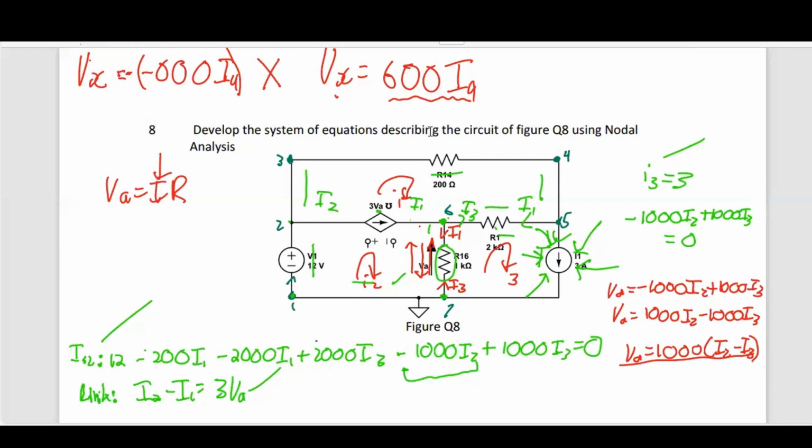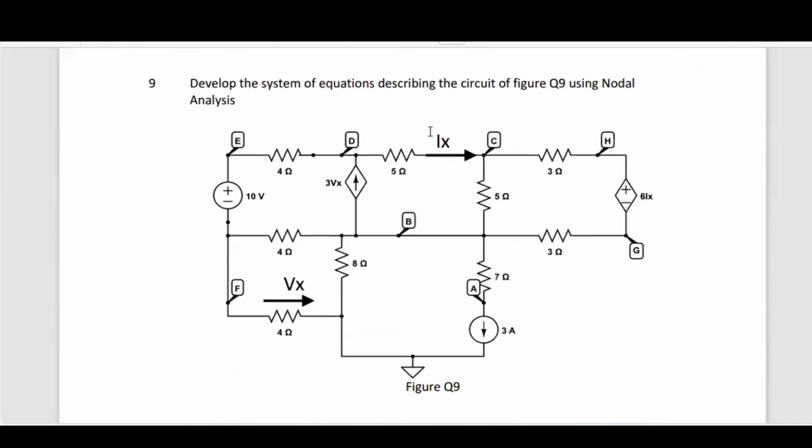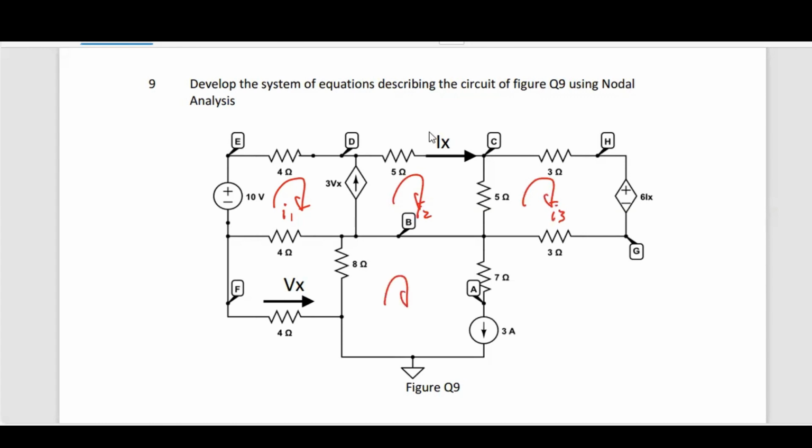All right, so I'll try one more. This is the last one I will do. So step one, I label my loops. The second thing I need to do is look for super loops.